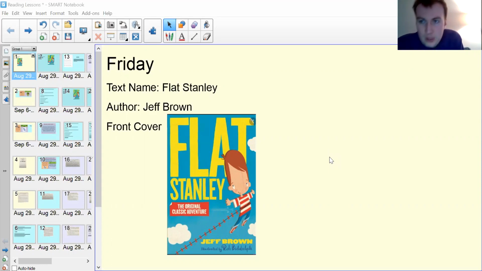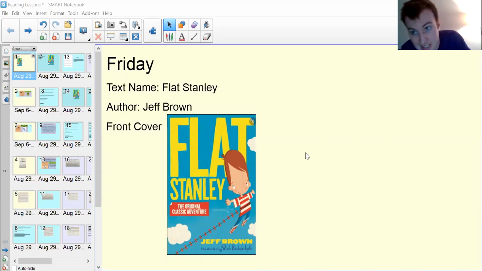Today we are carrying on with our new favorite story, which is Flat Stanley. Your first job, really quick, is to turn to your adult and tell them who wrote the story of Flat Stanley. There's even a hint on my screen. Did you get it? The author of the story, the writer, was Jeff Brown. It says it on the title. Well done if you got that.